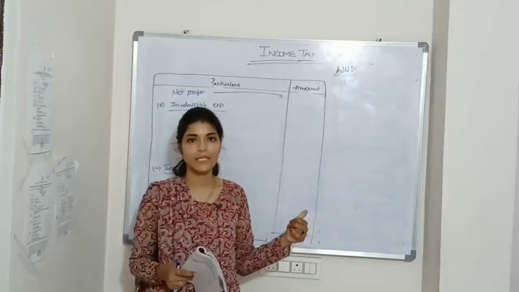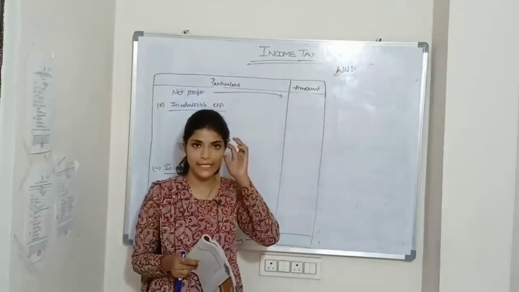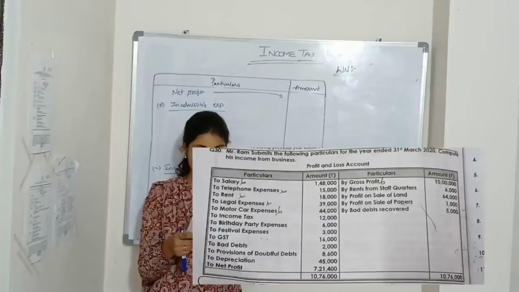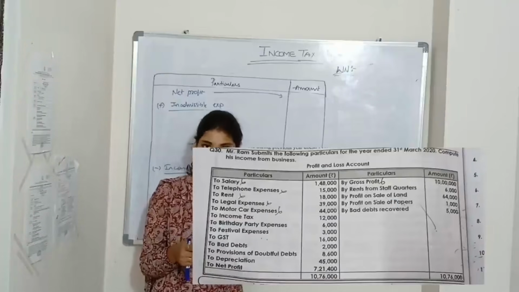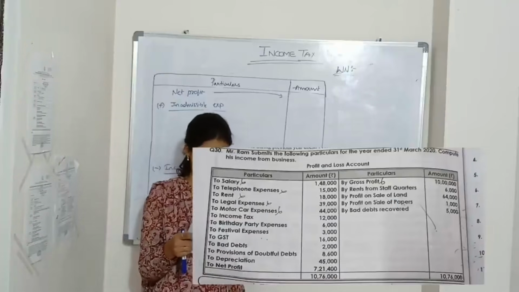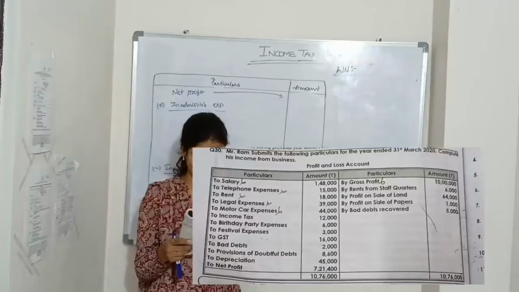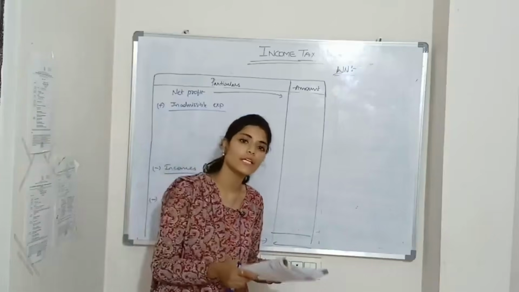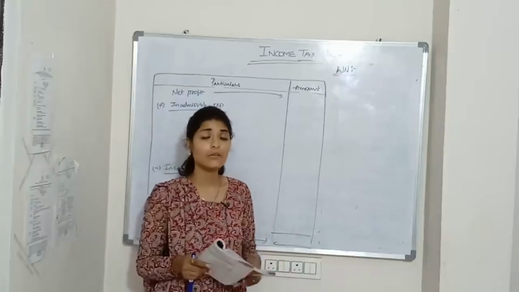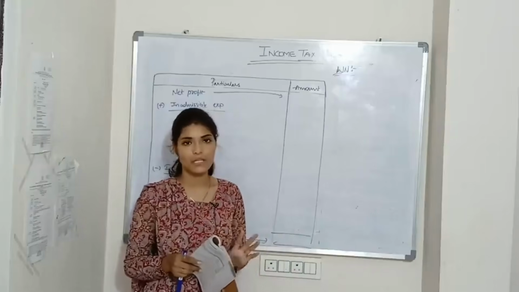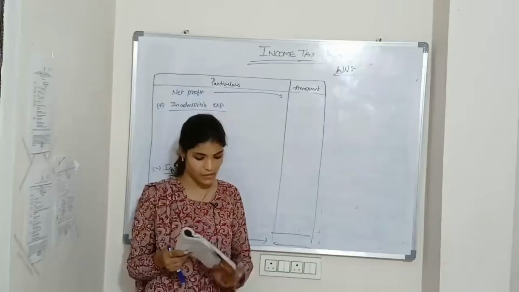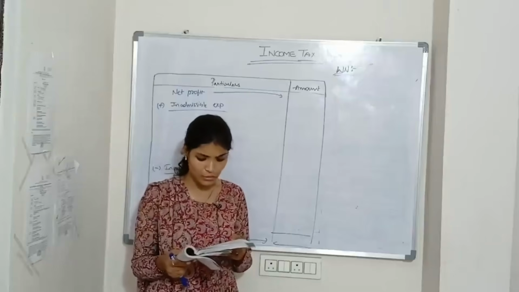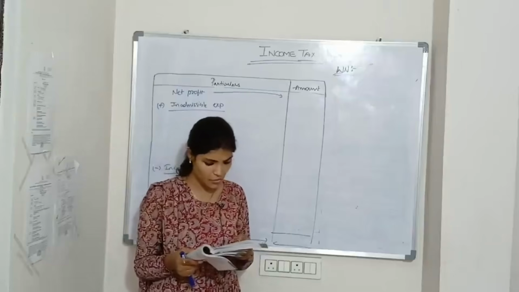Here I will display the question students. Just take a screenshot or make a note of it. Mr. Ram submits the following particulars. Compute his income from business. Salary you should not take. Okay, telephone expenses you should not take because these are all related to the business only, no, rather than business కి తీసుకోమన్నా business కి సంబంధించినవి మాత్రం తీసుకోవాల్సిన అవసరం లేవు. రెంట్ తీసుకోవద్దు, లీగల్ ఎక్స్పెన్సెస్ తీసుకోవద్దు, మోటార్ కార్ ఎక్స్పెన్సెస్ ఆల్సో యూ షుడ్ నాట్ టేక్.